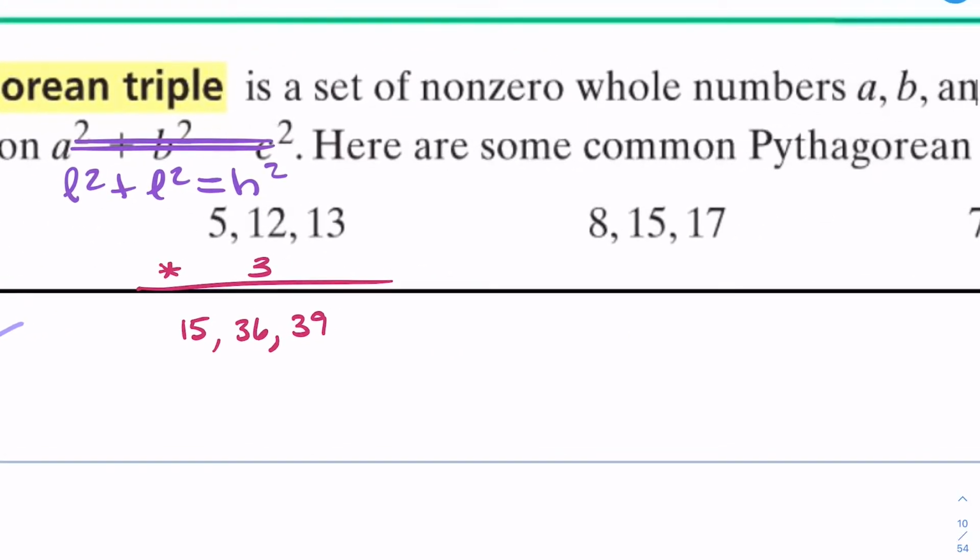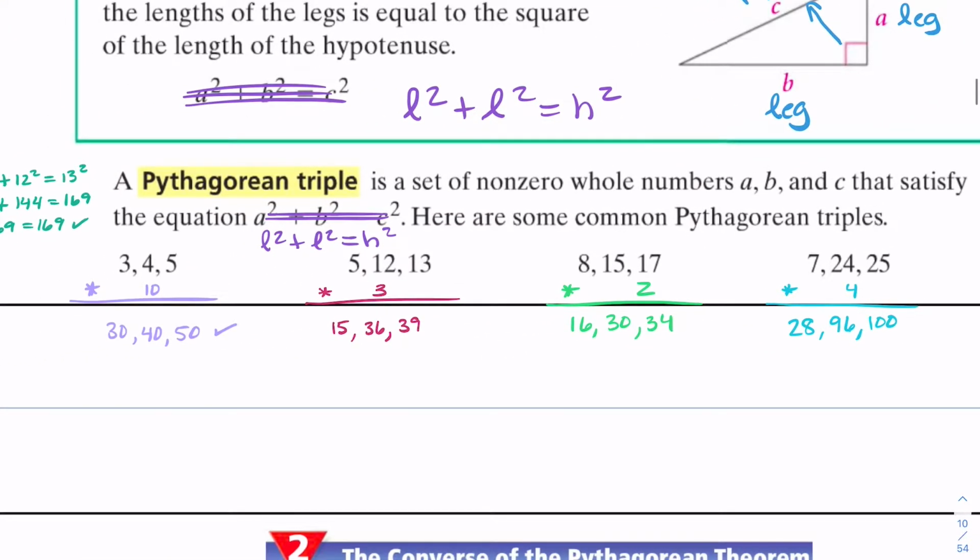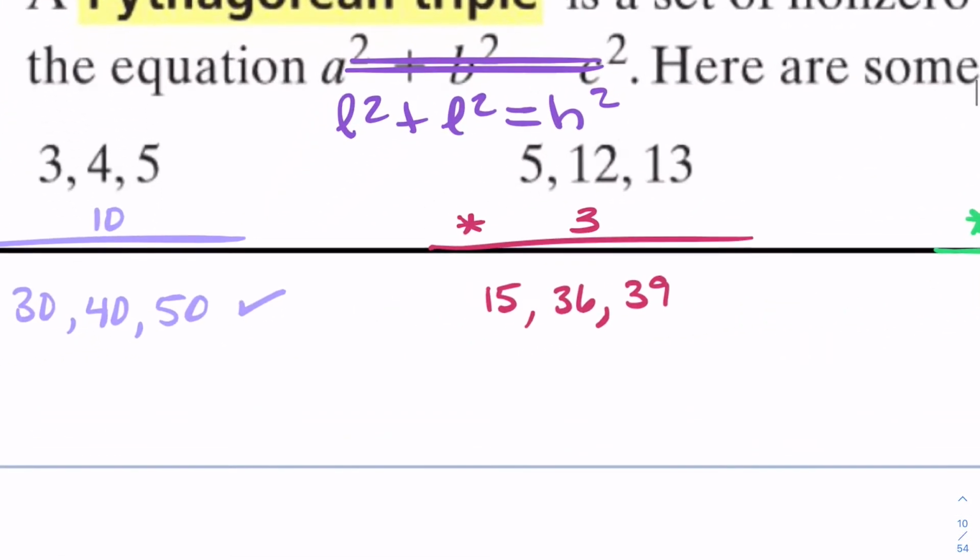Okay, multiply this one by 2 if you want. Multiply this by 2, you get 16, 30, and 34. That's a Pythagorean triple as well. So one of the questions I'm going to ask you is, are these a Pythagorean triple? And multiply this one, let's say, by 4. So you get 28, 96 and 100. And here's how you know that they are a Pythagorean triple.